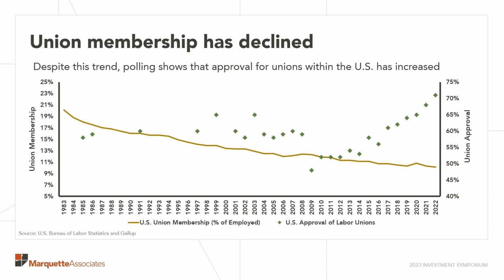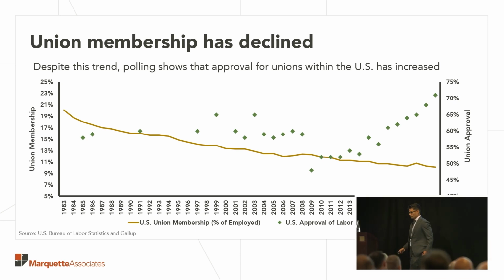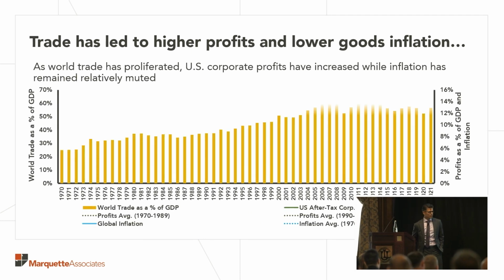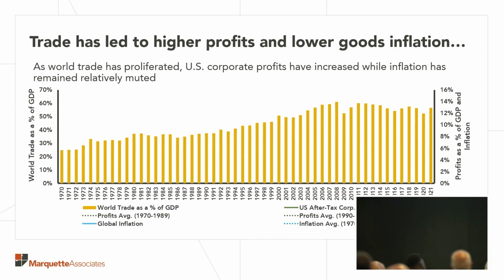Interestingly, if you look at the approval rating for unions in the United States, that's grown over the last 15 years, where the most recent approval rating is just over 70%. And we think this is indicative of the American public's general dissatisfaction with the wage and labor environment. And wages certainly have had a big influence on US corporate profits. They certainly have.